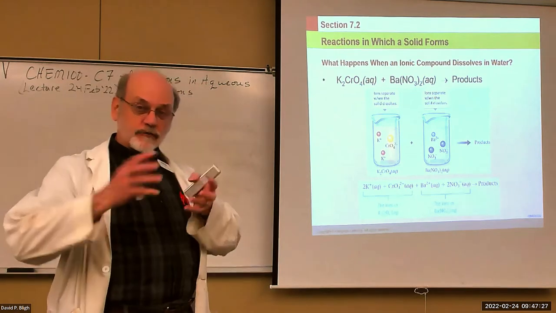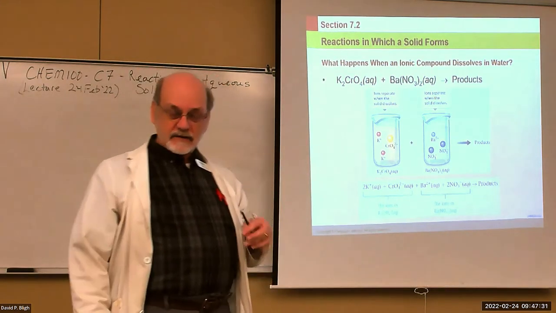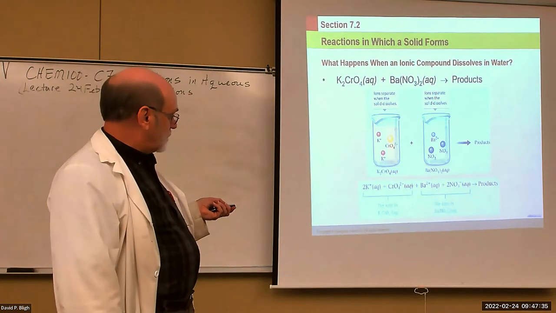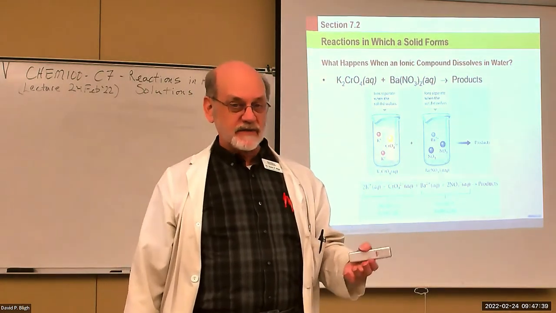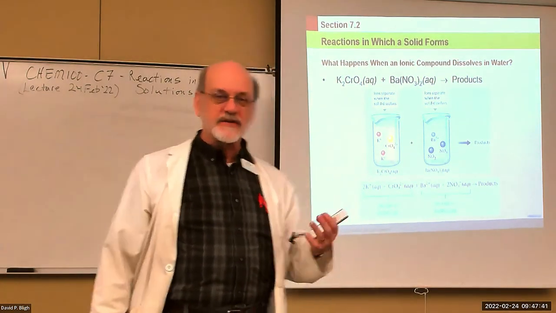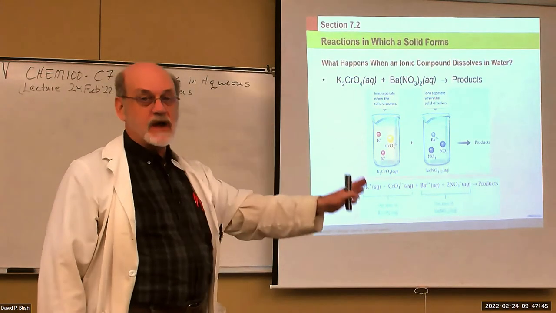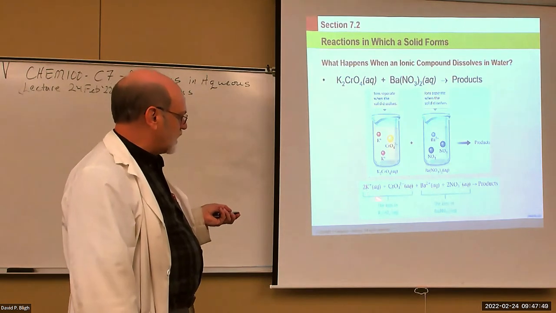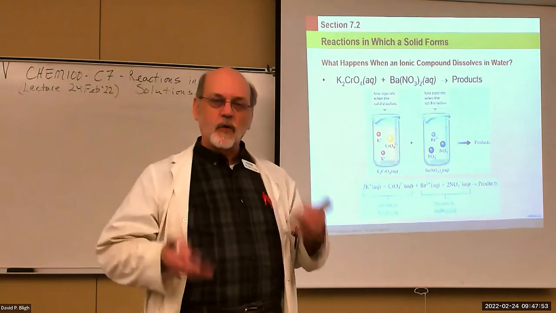So those ions are free to interact when we combine the solutions, and we see what happens. Well, a positive ion is not going to interact with a positive ion. So you don't get the positives interacting. You only get the positive from one interacting with the negative from the other. So that's what we're going to see here. Potassium interacts with nitrate, right? Then you have to say, okay, does it form a precipitate?